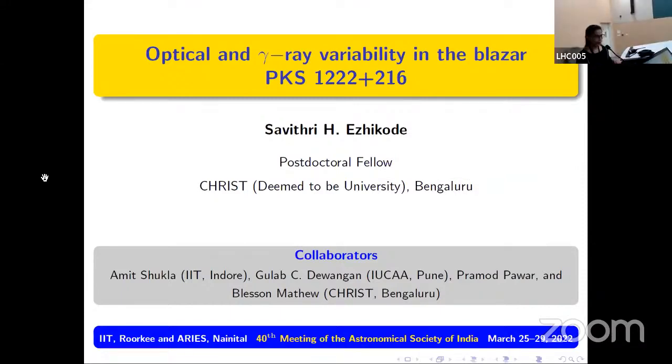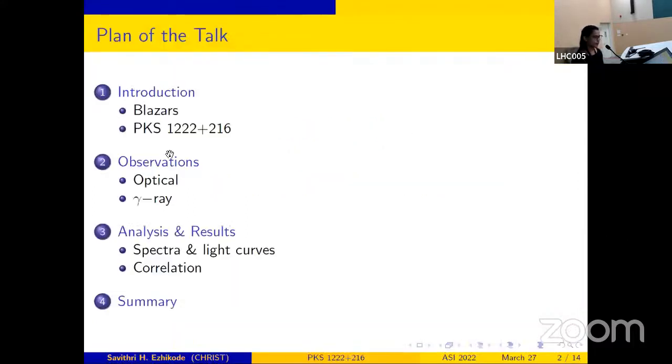Hello everyone. I'm Savithri. I'm a postdoctoral fellow at Christ University, Bangalore. So today I'll be talking about the optical and gamma ray variability in the blazar PKS 1222+216. So this is the plan of the talk. I'll start with a brief introduction to blazars and the motivation of the work.